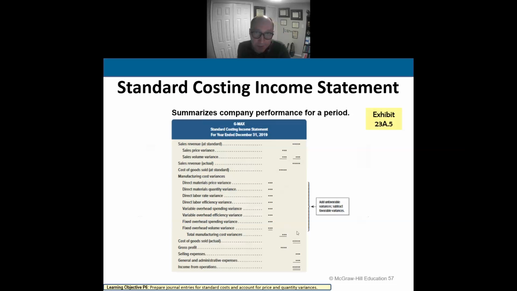And of course, this is a summary of the income statement, the budgeted income statement. And then, of course, we could apply the variances there as well.